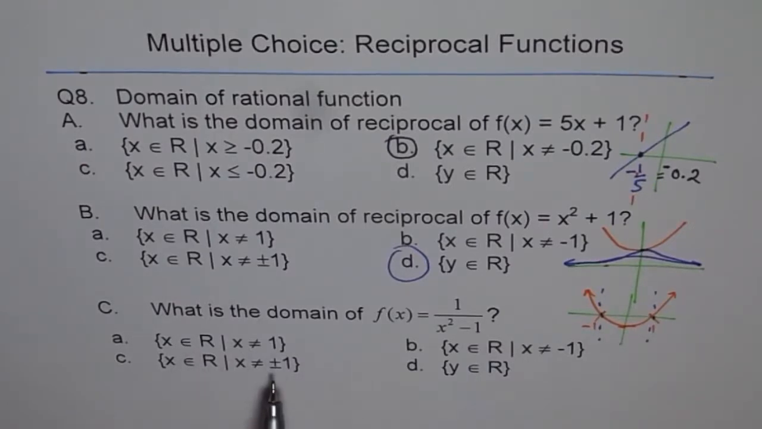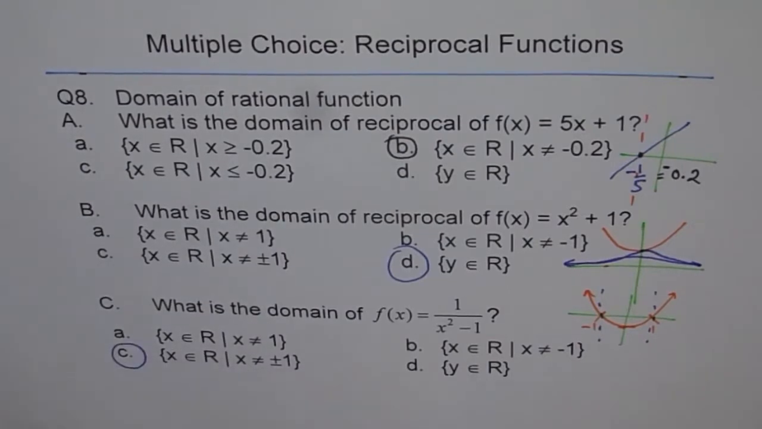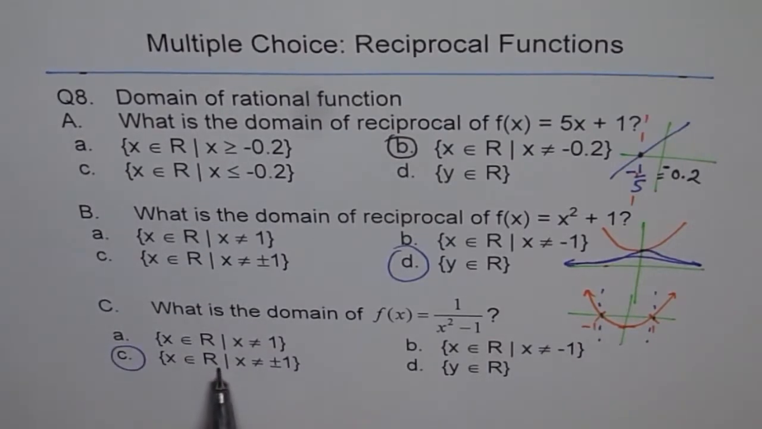So the domain which will not include plus and minus 1 is this, correct? So x belongs to the real numbers where x is not equal to plus or minus 1, correct? So that is the domain of this function. This is the fastest way, I think, to answer these questions, right? Thank you.